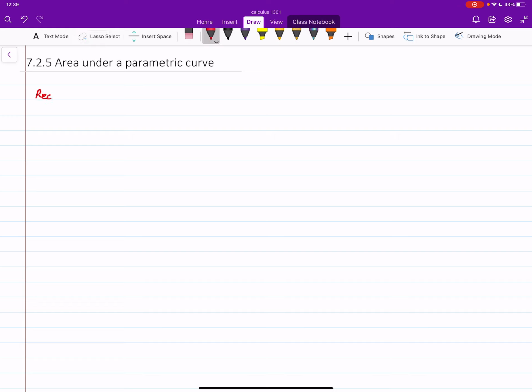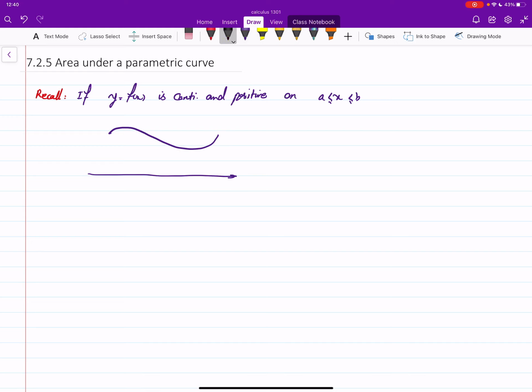Let us start by recalling that if y equals f of x is continuous and positive on values of x between a and b, in other words, our graph for this function is something like this, positive, continuous, going from a to b, then this region under the graph of this function is going to be given by the integral from a to b of f of x dx. So just a simple integral will do the job for us.